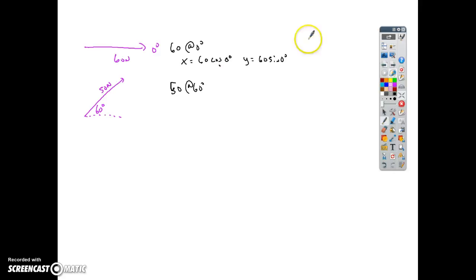And I get 60 i hat plus 0 j hat. And then I look back a little sheepishly because it was 0 degrees, right? So that goes 60 to the right and 0 up. Oops, I should have been able to do that without a calculator. That's okay, we're in calculator land. Let's do the second one.